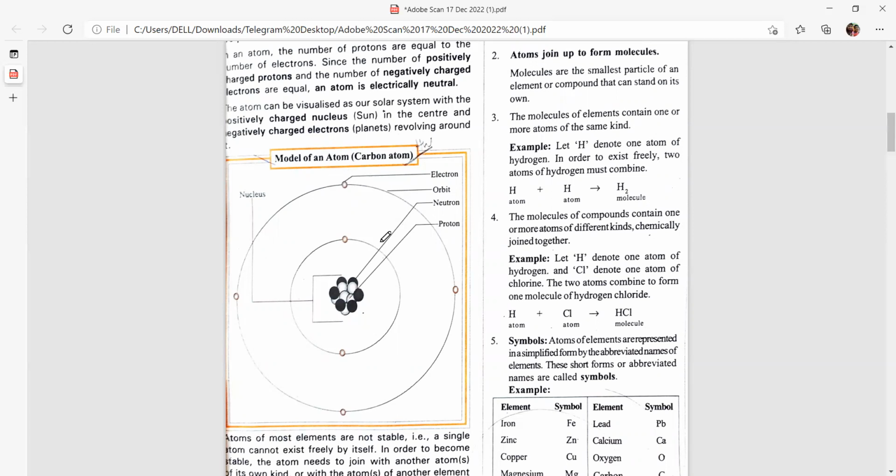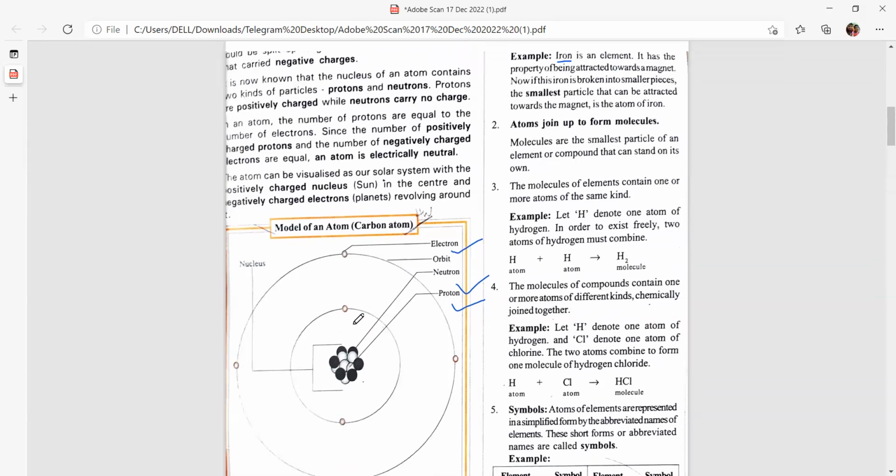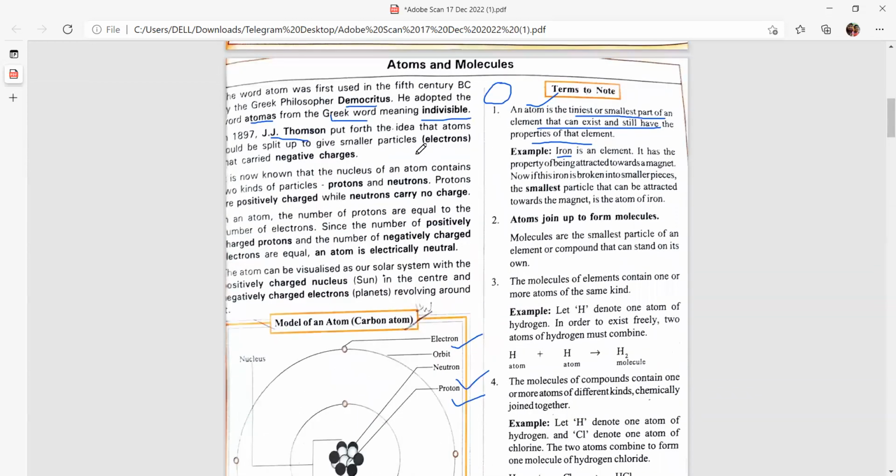What are the subatomic particles? Electron, neutron, and proton. These three are the subatomic particles. And you see here a figure of the atom. An atom looks like this. It has a nucleus and orbits. These orbits are imaginary, where electrons revolve, electrons rotate. We will read a little further ahead.